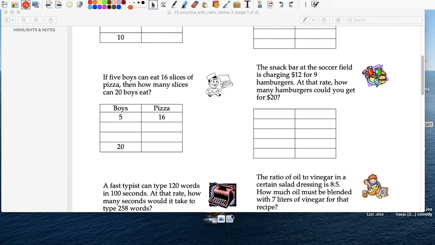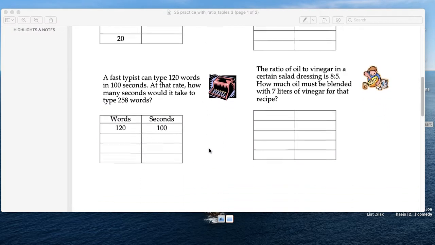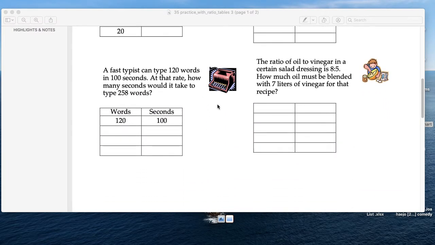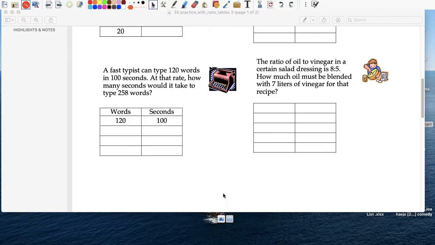Let me move. Okay, very small homework today. So, a typist, alguien que puede usar el teclado, 120 palabras en 100 segundos, 120 words in 100 seconds. So, how many seconds would it take to type 258 words? 258 palabras, ¿cuántos segundos? That's what you have to try to find.